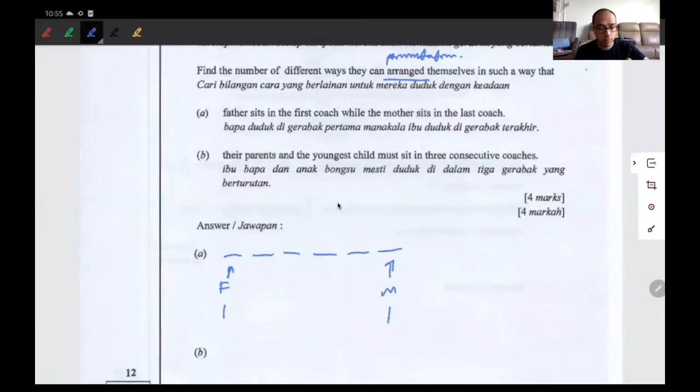Since you have to arrange all the children, you get 4 factorial, or 4P4, up to you. If you want to put 4P4, it's fine. There are 4 children, you permutate 4 children. Also can, no problem. So we will get 4 factorial is 24.